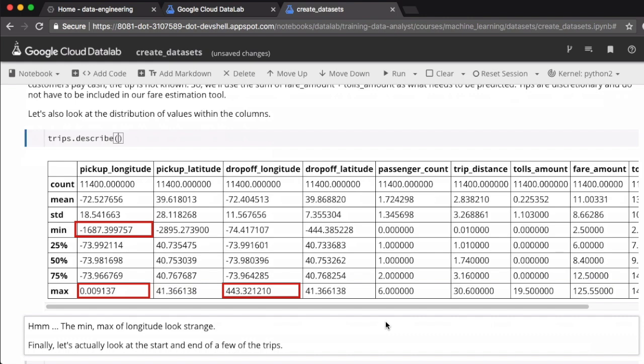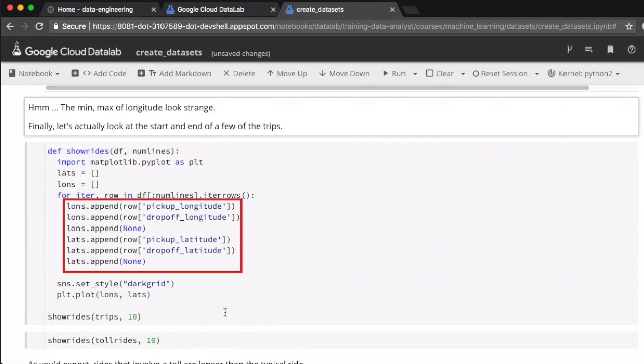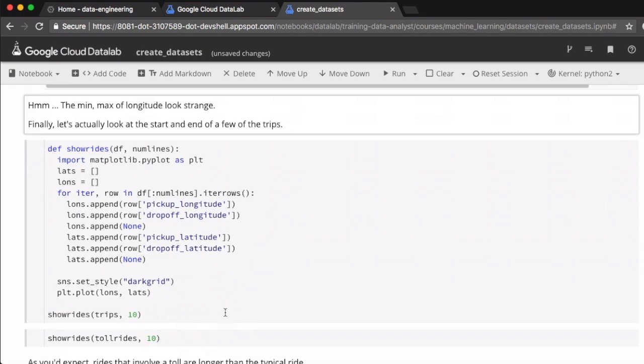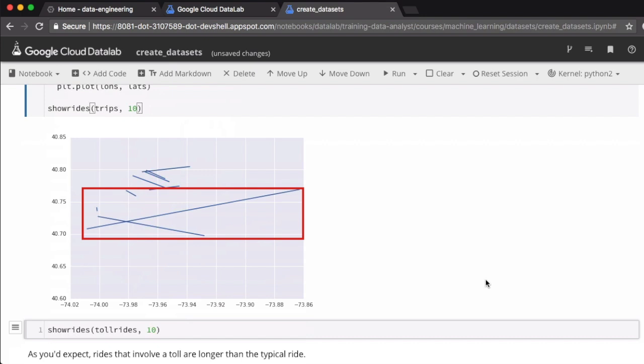Let's write a function which will sample data points within our data and plot their starting latitudes and longitudes on a graph. This is the show rides method, which you can see now on screen. This isn't particularly complex, but it's going to go ahead and print a graph. This graph will take in 10 trips and it will plot the start and end points of those trips.